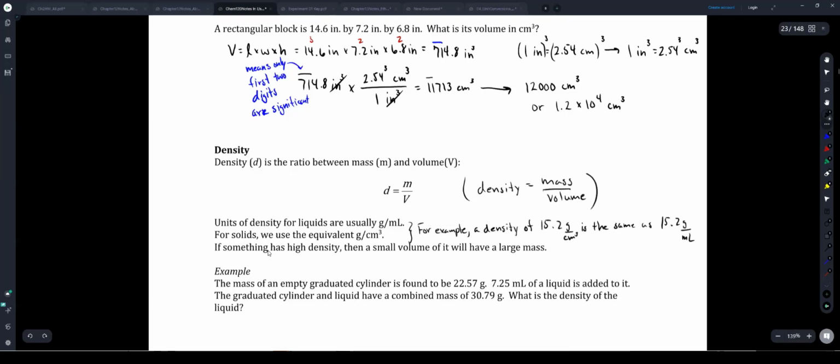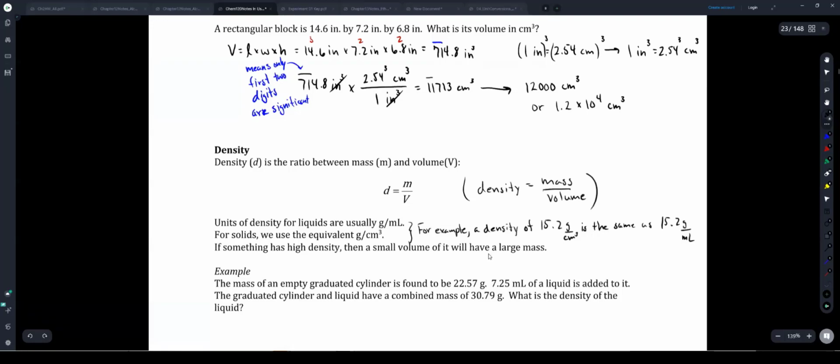The idea here is if something is very dense, then a very small volume of it has a large mass. So things that are dense, like a brick, is very dense, right? Not a big volume, but it's still quite heavy. Compare that to, say, a styrofoam brick. Styrofoam can be quite big, but it's still very, very light. It takes up a very large volume, but has a very small mass.